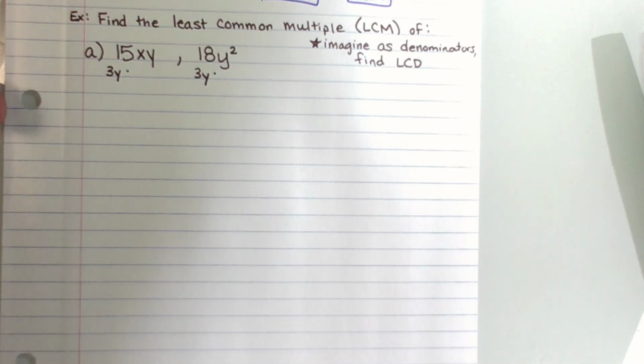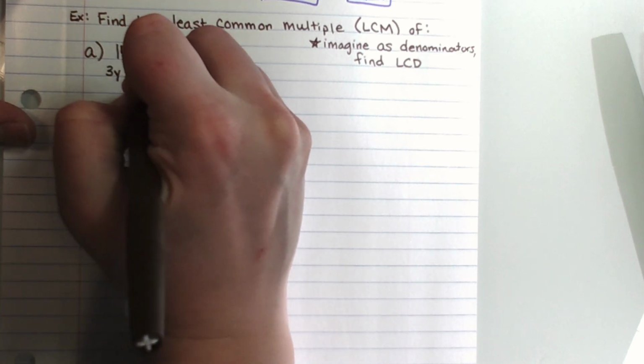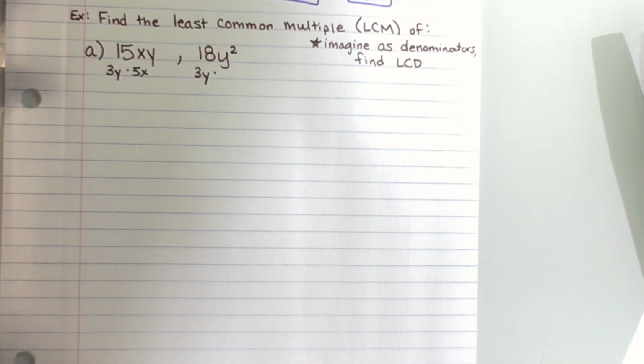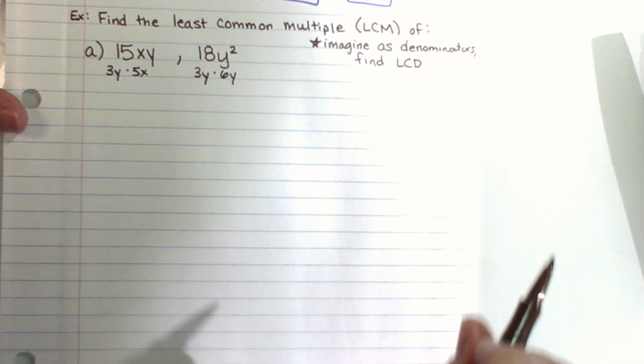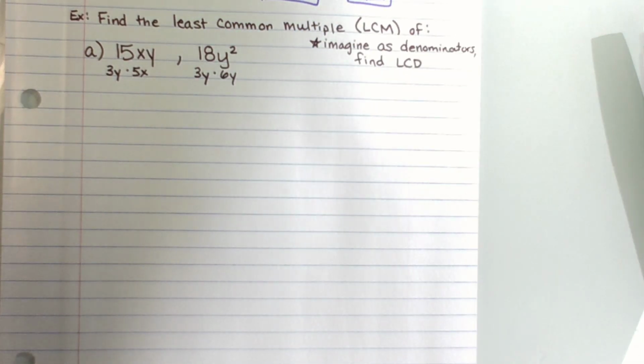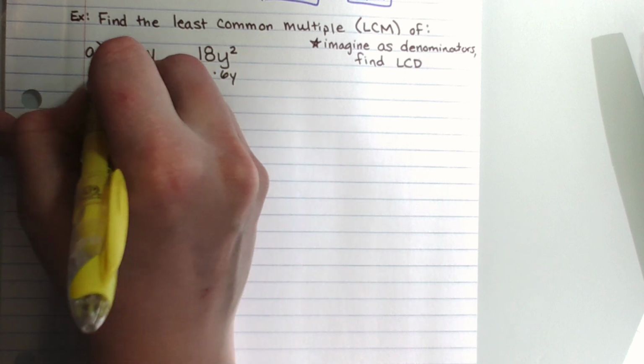Which means they are both 3y times something. 15xy is 3y times what? 5x. 18y squared is 3y times what? 6y. The thing they have in common is 3y.